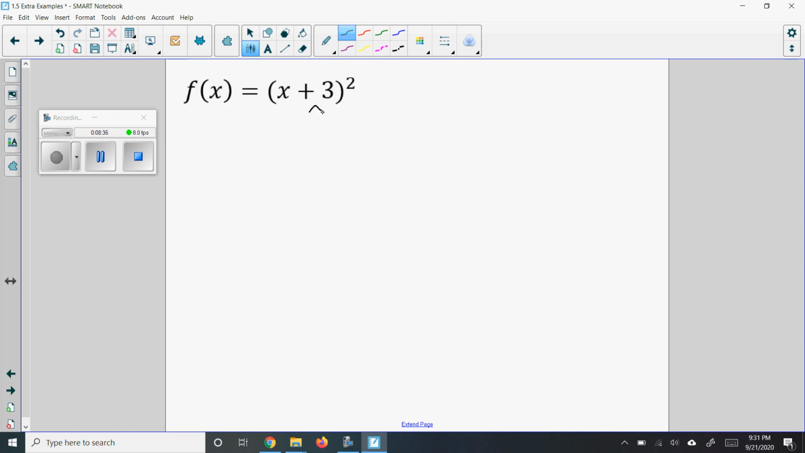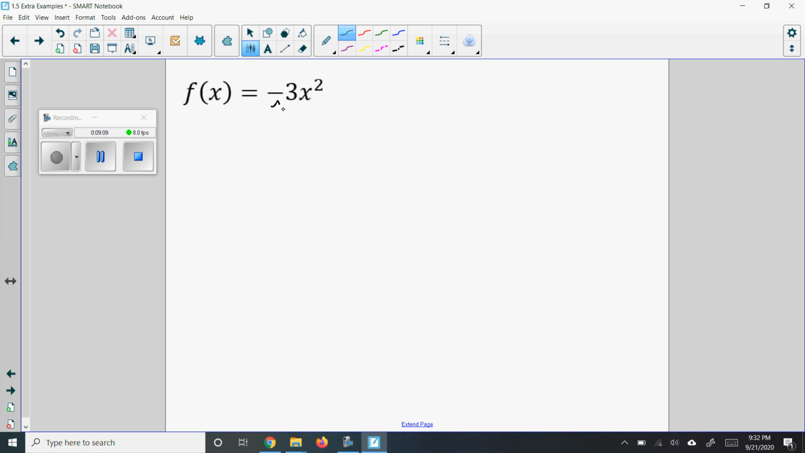This 3 is on the inside of the square. So, first of all, the parent, well, it's squared, so the parent is x squared. And the transformation, since this 3 is on the inside, that affects the x values. So that means this has gone left 3. Recall that the inside of the function is the opposite of what your intuition might say.